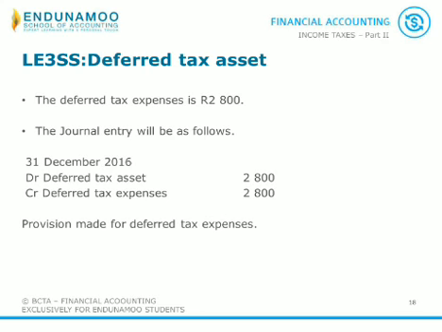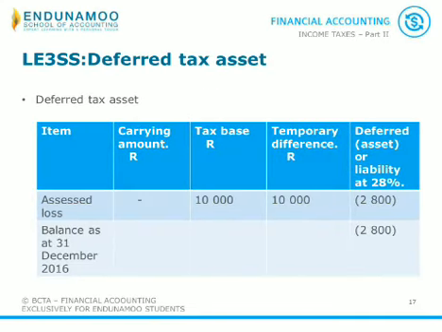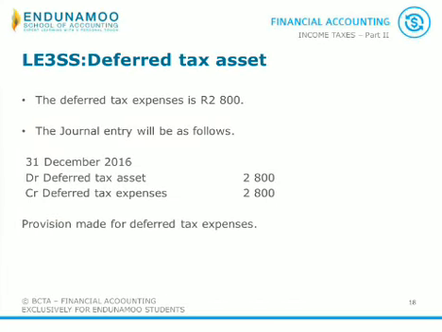So we're sitting with a balance of 2,800. That's my deferred tax asset. Here we have to raise a journal for it, because we're going to raise this asset on our books at the end of the year, with a corresponding deferred tax expense. In essence we're raising a provision, made for a deferred tax expense. So we're going to debit our deferred tax asset and credit our deferred tax expense.